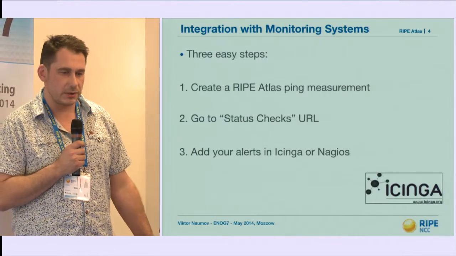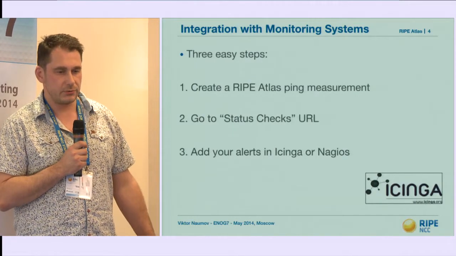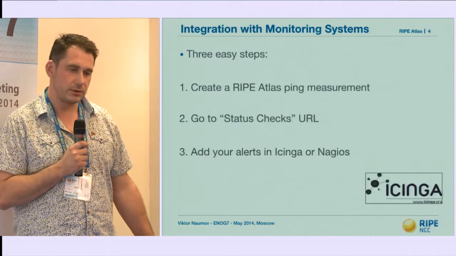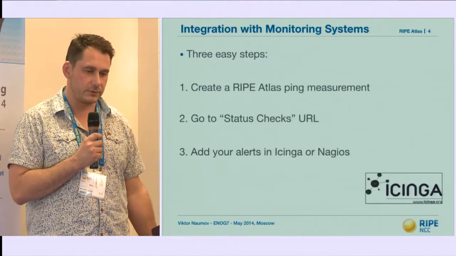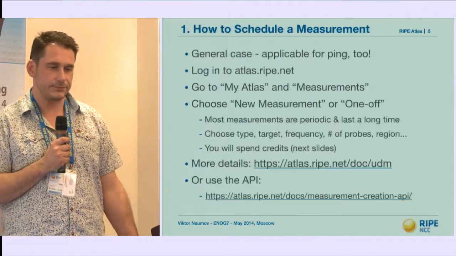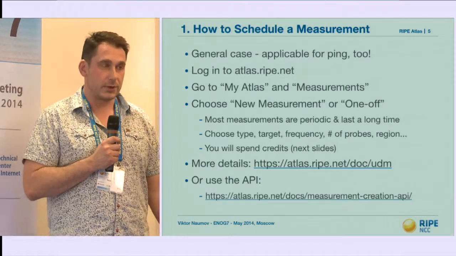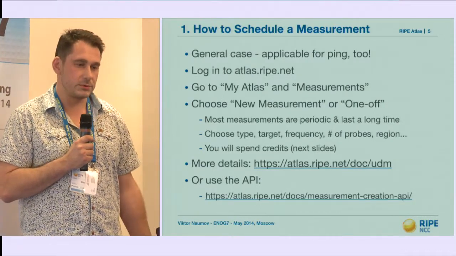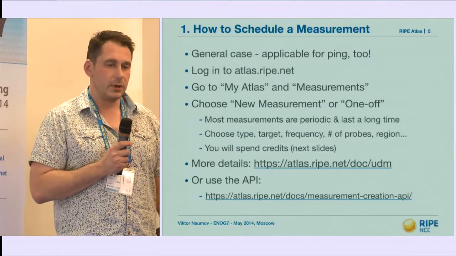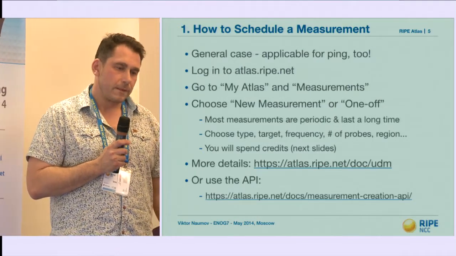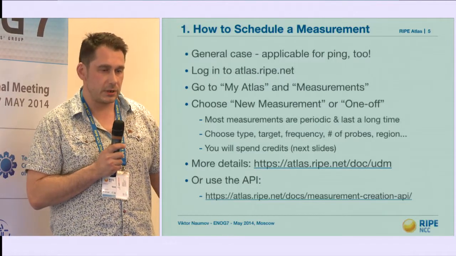You just need to follow the 3 simple steps. Create a RIPE Atlas ping measurement, go to the status check URL, and add this URL to the Icinga or Nagios configuration. First of all, you create the UDM measurement. It is set by the user. You follow the normal practice.